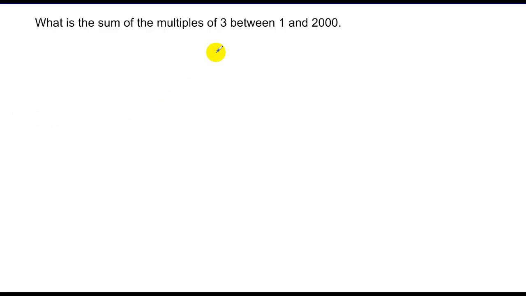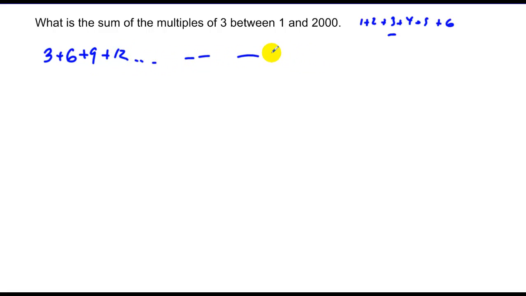Now this is a little harder. We want to find the sum of the multiples of 3 between 1 and 2000. Now this isn't saying add up 1 plus 2 plus 3 plus 4 plus 5, etc. It's saying add up the sum of the multiples. So the first multiple of 3 between 1 and 2000 is 3. The next one is 6, then 9, etc. So I'm looking basically to add 3 plus 6 plus 9 plus 12 all the way out until I get to the last multiple of 3 between 1 and 2000.